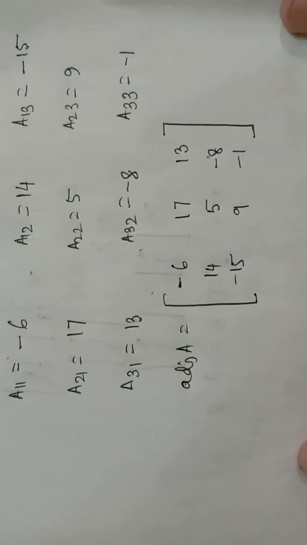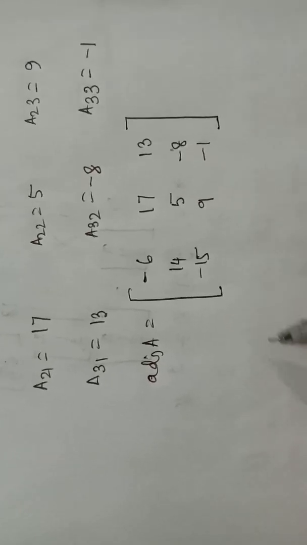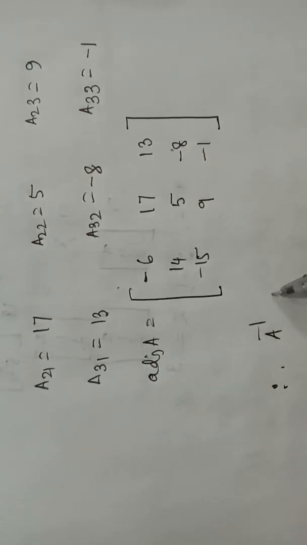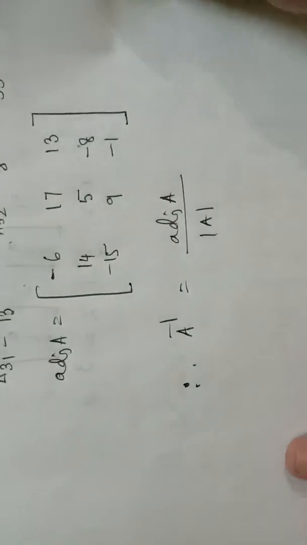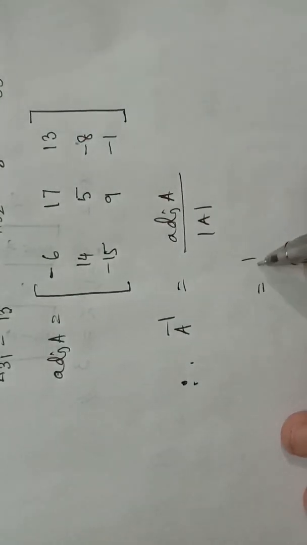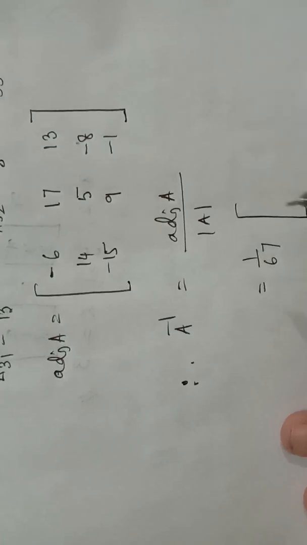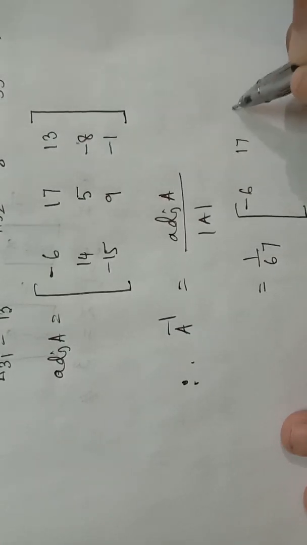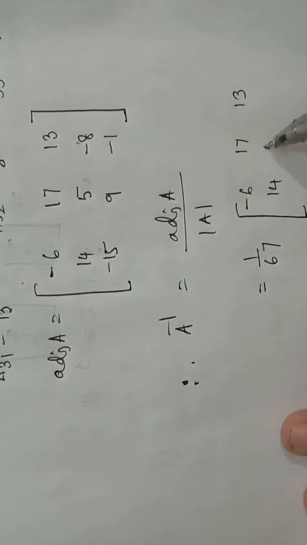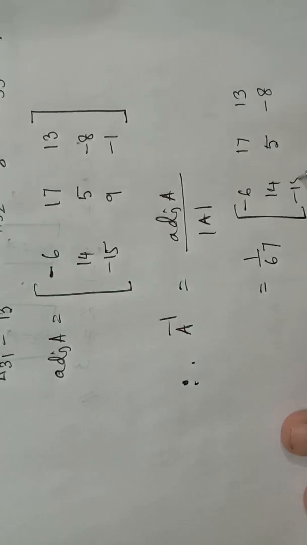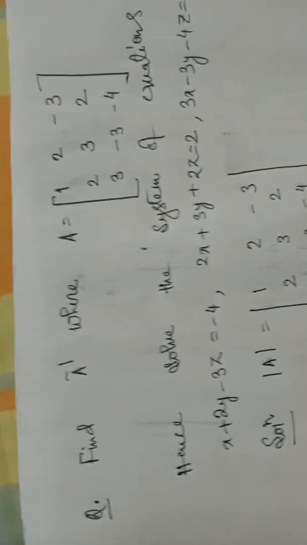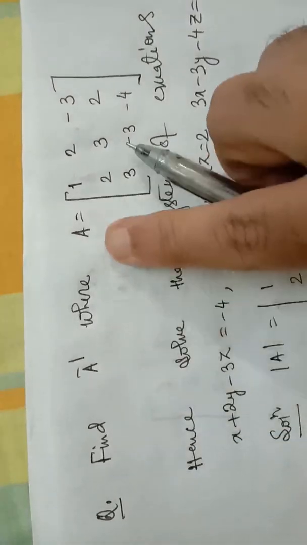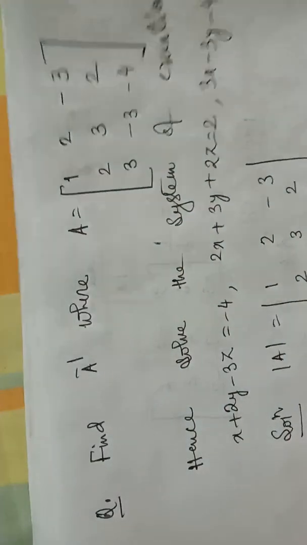Next, we have to find A inverse. So therefore A inverse, the definition is adjoint of A divided by det of A. Okay, now det of A is 67, so it will be 1 by 67 into this: minus 6, 17, 13, 14, 5, minus 8, minus 15, 9, minus 1. So this is the first part of the question. A inverse equal to this. You can see again, the question was find A inverse where A is this. So we have done the first part.